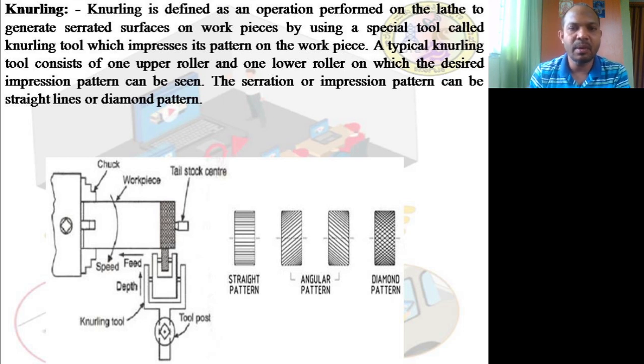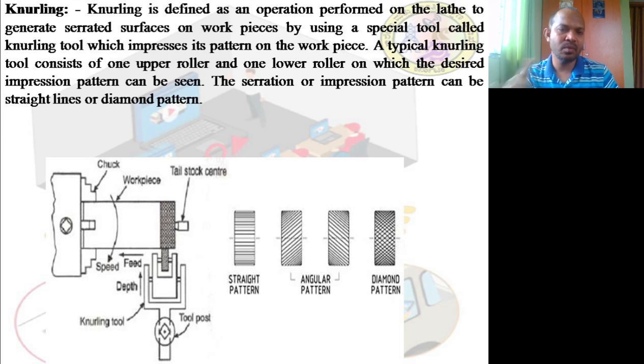It consists of an upper roller and one lower roller on which the impression pattern can be seen. The serration or impression pattern can be straight lines or a diamond pattern or it can be an angular pattern also. Anything. Okay. So that is knurling.